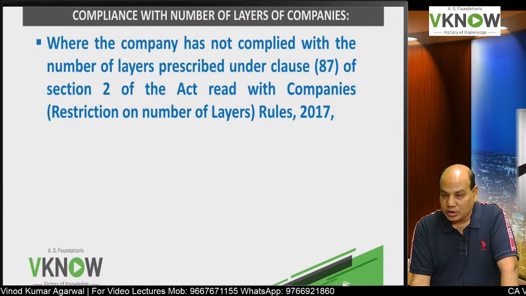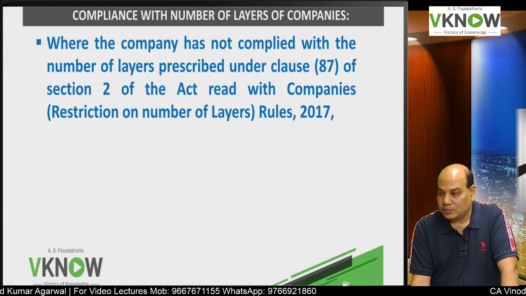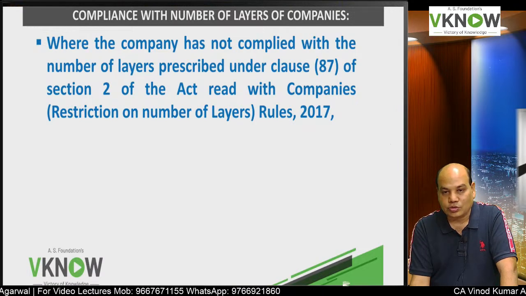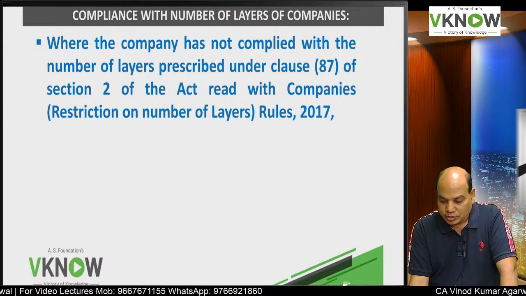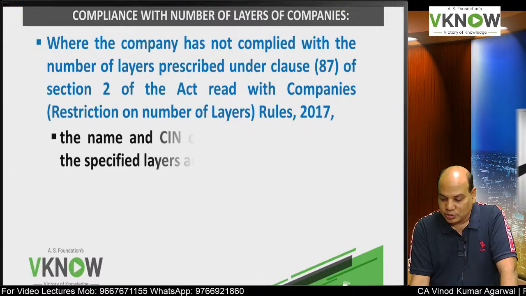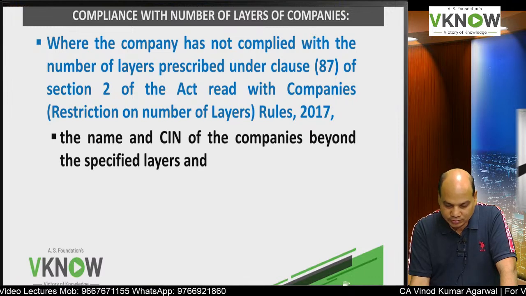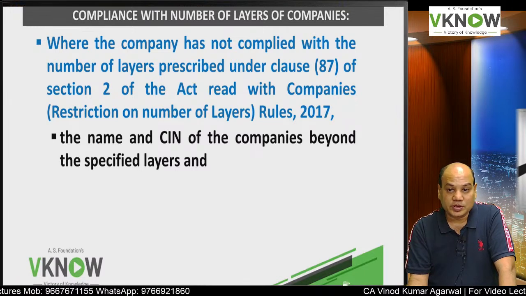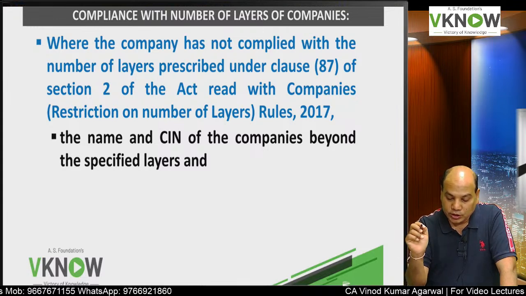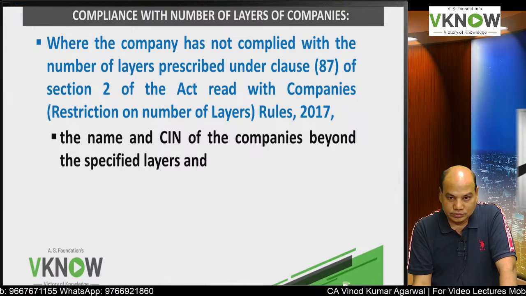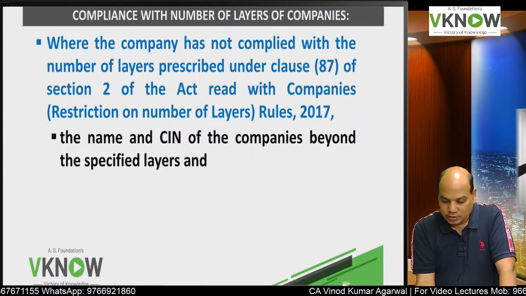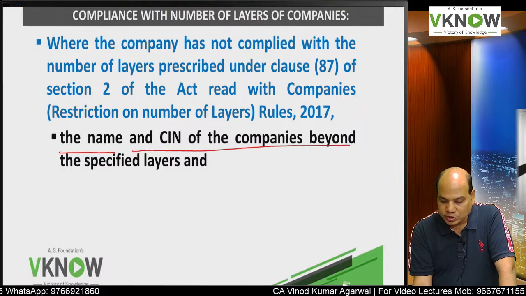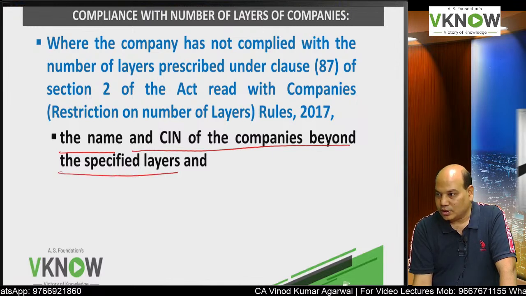So where the company has not complied with the number of layers prescribed under clause 87 of section 2 of the Act, read with the Companies (Restriction on Number of Layers) Rules, 2017. Basically when you have more than 2 layers of subsidiaries, then you have to give the following disclosures. What are the disclosure requirements? The name and the CIN of the companies beyond the specified layer.